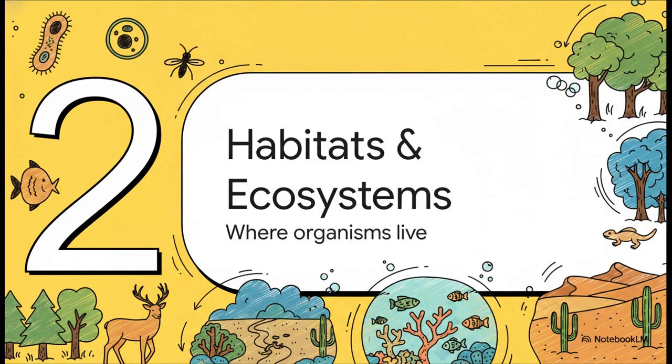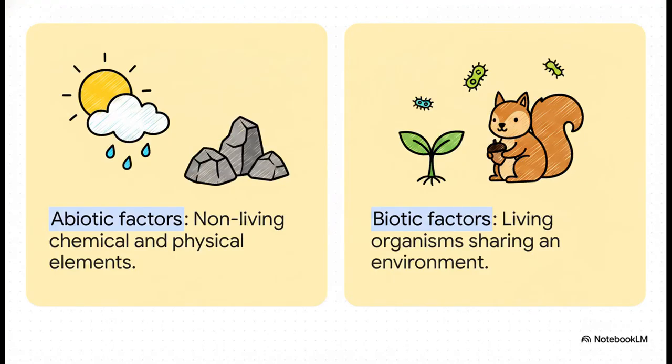Okay, let's dive into this next part. Section 2, habitats, niches, and ecosystems. So we know our cast of characters, but what about the stage they live on? Well, every environment is shaped by 2 totally different sets of factors. First, we have abiotic factors. These are the non-living, chemical, and physical elements. Think temperature, rainfall, and sunlight. Then, you have biotic factors. These are the living components, the other plants, animals, and bugs sharing that exact same space.